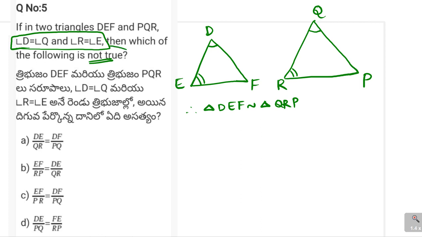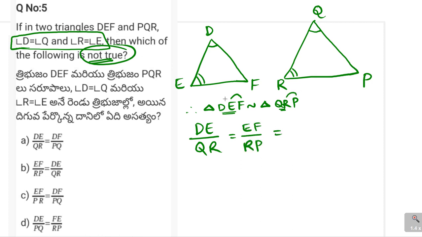Now, which of the following is not true? So first let us take the ratios of side lengths. DE divided by QR is equal to EF divided by RP, which is equal to DF divided by QP. So these are the ratios we have. Now let us check the options. A, DE by QR equal to DF by QP. This is true. But we need to find out which one is not true.